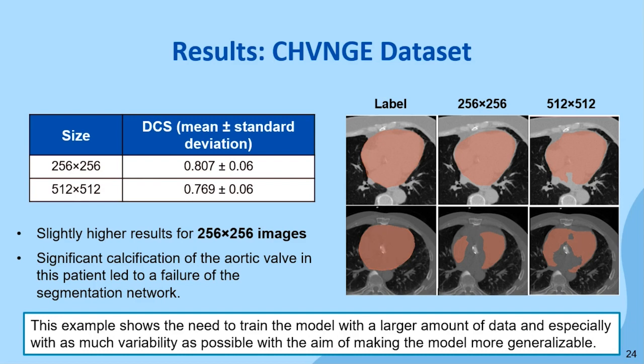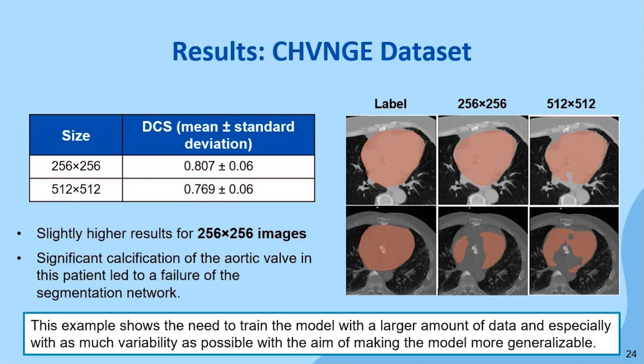We highlight the example of the last row of the figure, where it seems that the patient has a very calcified aortic valve, and we can see that the model failed to segment the pericardium around this valve. This example shows the need to train the model with more patients with greater variability in order to make the model more generalizable.